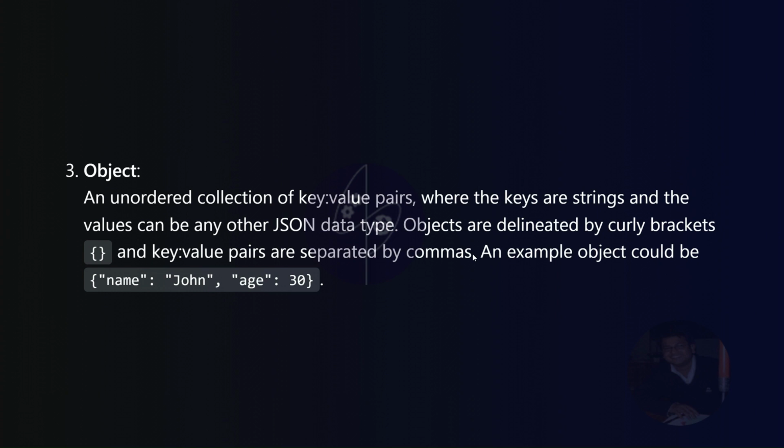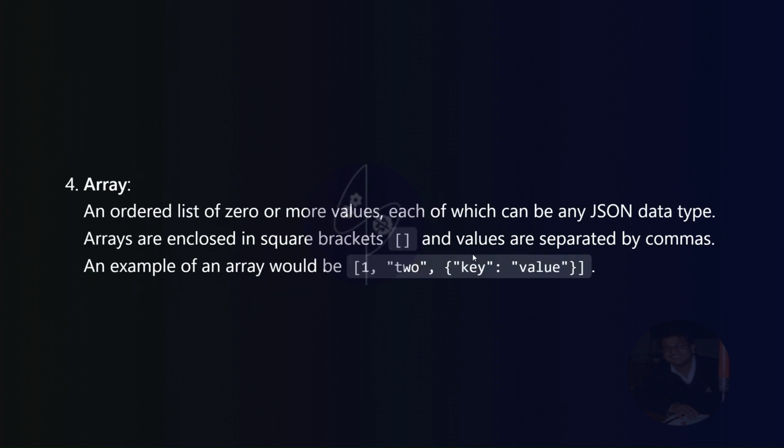Now we will discuss about array, an ordered list of 0 or more values, each of which can be any JSON data type. Arrays are enclosed in square brackets, and values are separated by commas. An example of an array would be [1, 2, {"key": "value"}].